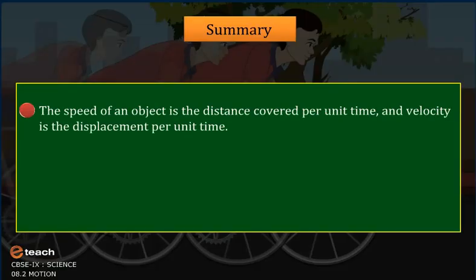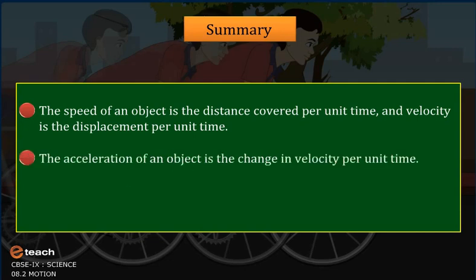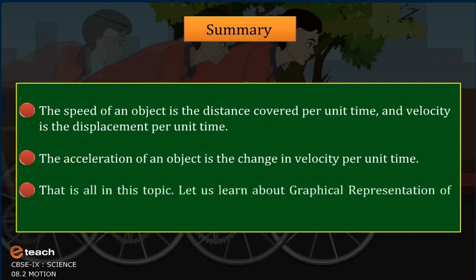Summary. The speed of an object is the distance covered per unit time, and velocity is the displacement per unit time. The acceleration of an object is the change in velocity per unit time. That is all in this topic, students. Let us learn about graphical representation of motion in our next topic.